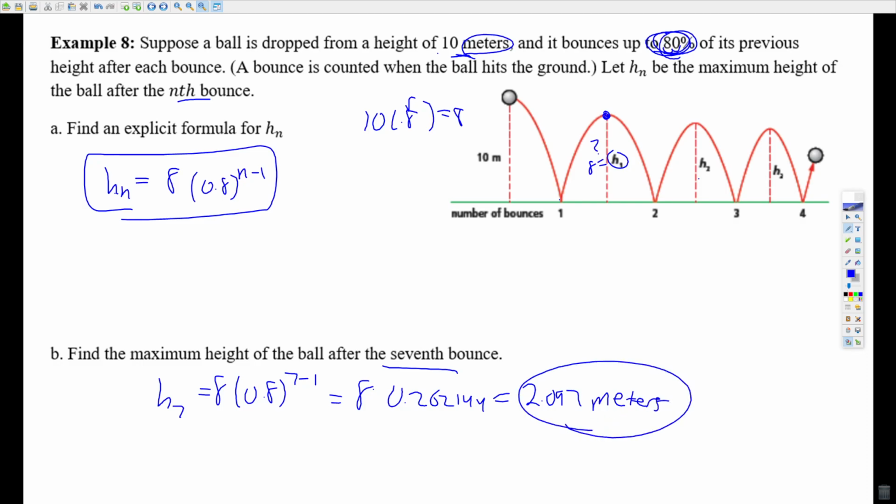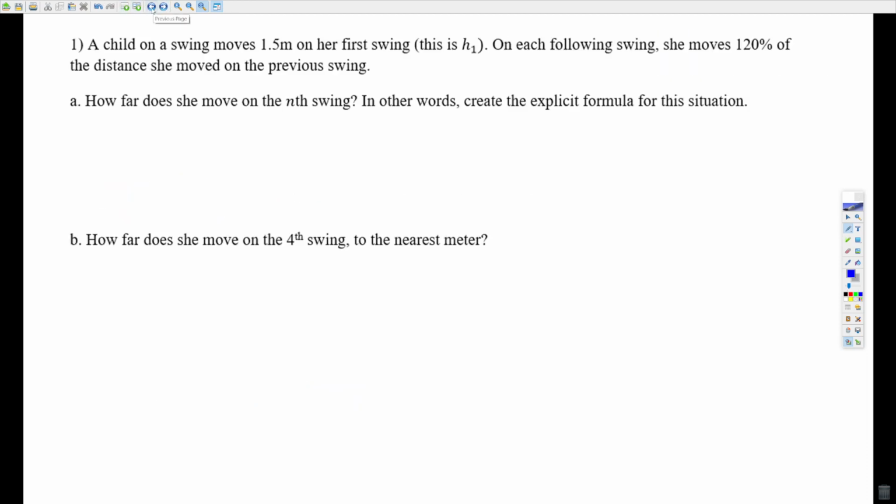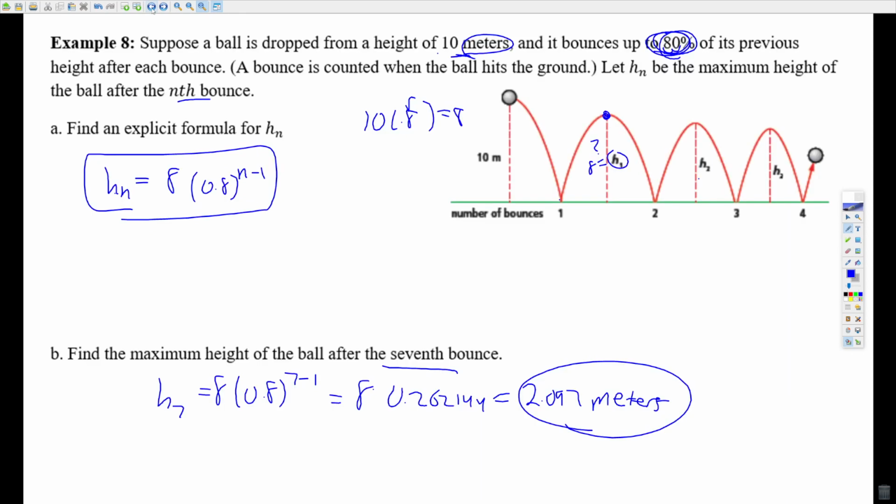And there is one word problem after this as well for you to try as a team mastery. But that is all 4 sequences. We did arithmetic, geometric, and we did all the recursive and explicit, and then we are done doing anything new with sequences.